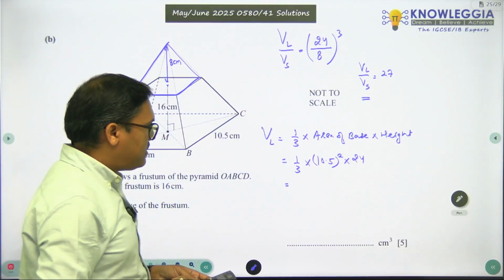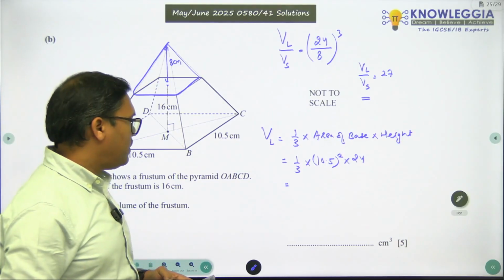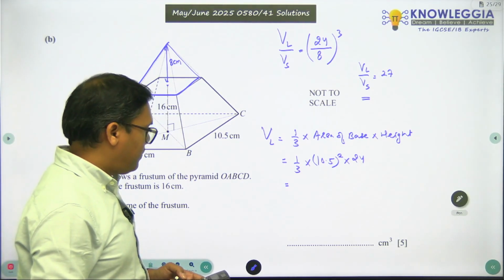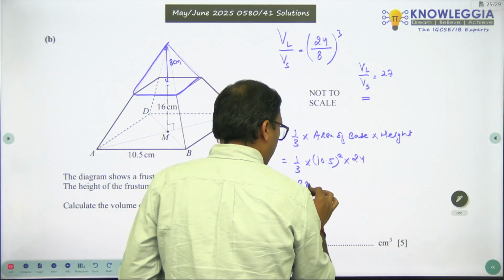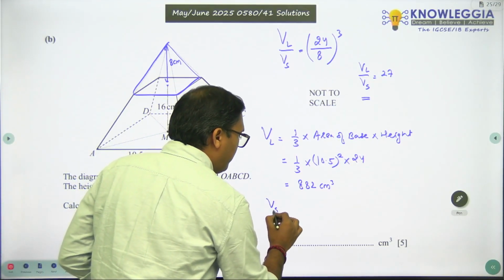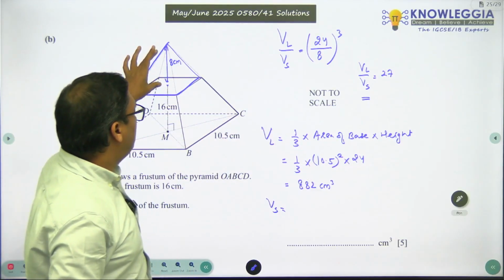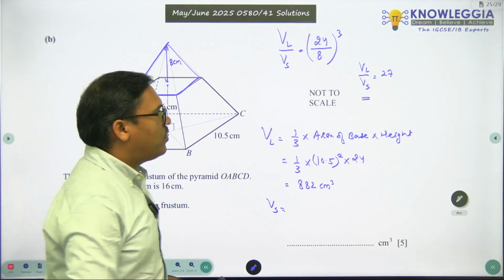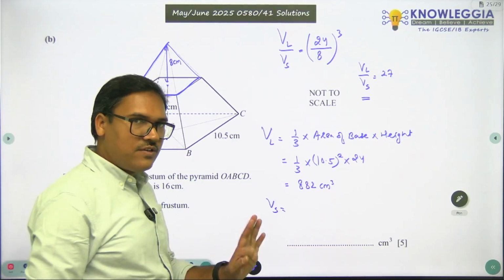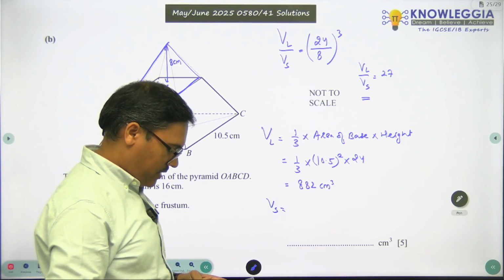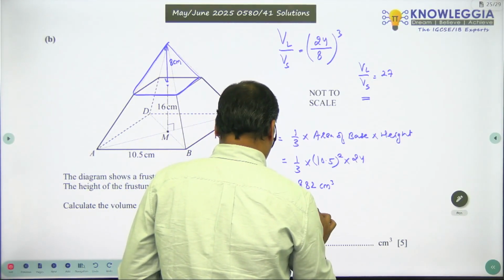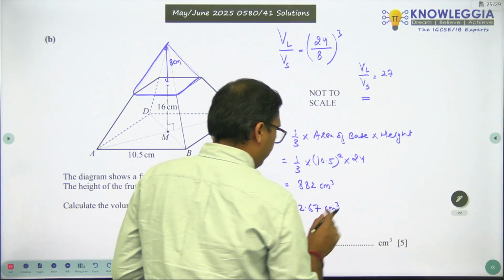So this is 10.5 squared multiplied by 24 divided by 3, that is 8, which gives 882. So this is 882 centimeters cubed, the volume of the larger pyramid. And what is the volume of the smaller pyramid? Again, you can use the same formula with 8 instead of 24, or otherwise we have already got this. The volume of the smaller pyramid is the volume of the larger pyramid divided by 27. That is 882 divided by 27, which is 32.67 centimeters cubed. I hope this is clear.